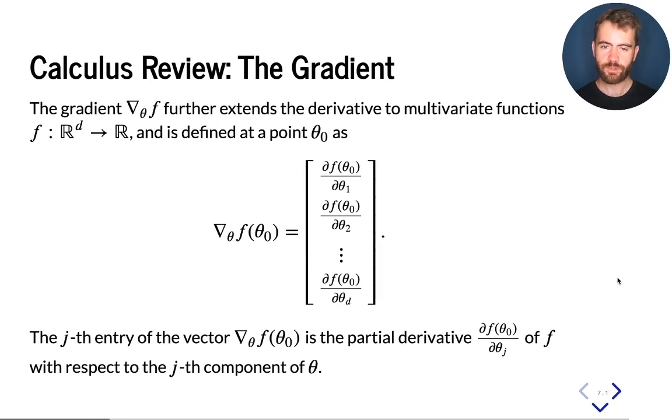Now, the partial derivative is useful for defining another important concept that we're going to be using a lot, which is called the gradient. The gradient can be thought of as another way of extending the derivative to multivariate functions. So the gradient of a multivariate function f with respect to its parameters theta, evaluated at a point theta 0, is given as follows, and this is a vector. This is a d-dimensional vector whose components are the partial derivatives of the function with respect to each of its inputs. So here, the second component of this vector is the partial derivative of f with respect to its second input, theta 2.